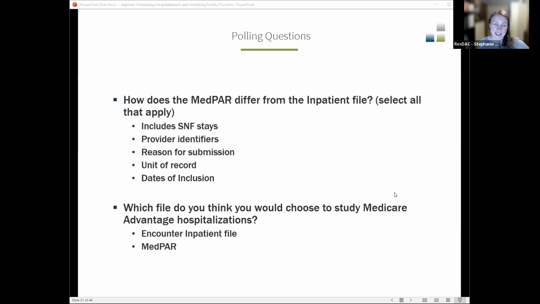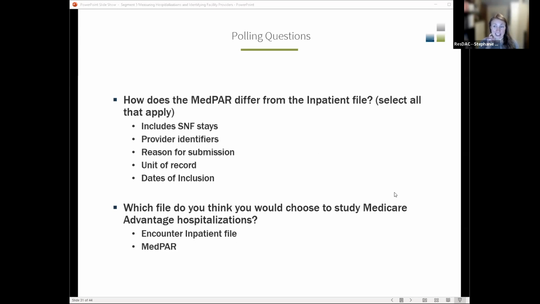Okay, so how does the MedPAR differ from the Encounter inpatient file? Some of these might be a little bit cryptic, but the MedPAR does differ in that it includes skilled nursing facility stays, whereas the inpatient encounter file does not. Now you may be thinking, well, you still can get SNF information, and you can, but you would have to request a separate file, the encounter skilled nursing facility file. The provider identifiers are also different.